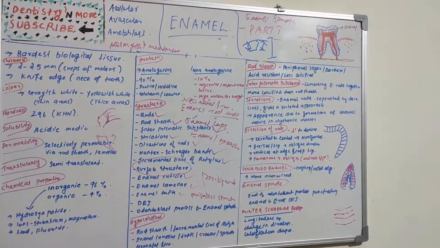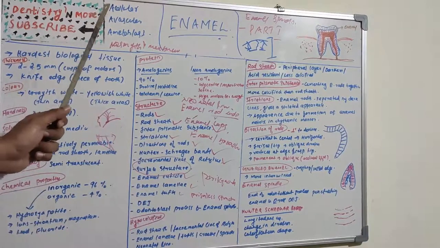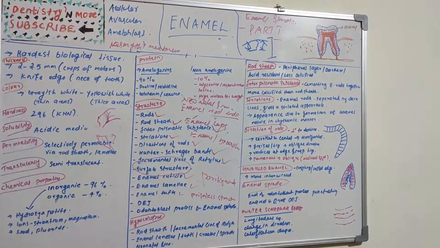This video is basically about the surface structures such as Hunter-Schreger bands, incremental lines of Retzius, and various surface structures such as perikymata, prismless enamel, Nasmyth's membrane which is the enamel cuticle, enamel lamellae, enamel tufts, dentino-enamel junction, enamel spindle, and enamel rod ends. These are the structures seen on the surface. DEJ is another type, which is the junction of dentin and enamel, a scalloped structure, along with enamel spindle and odontoblastic process. So let's see the surface structures and DEJ in detail.